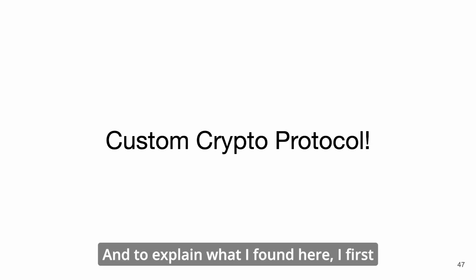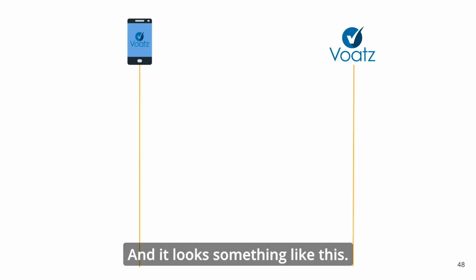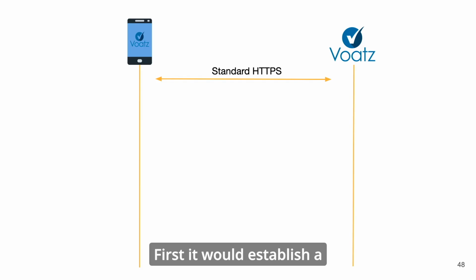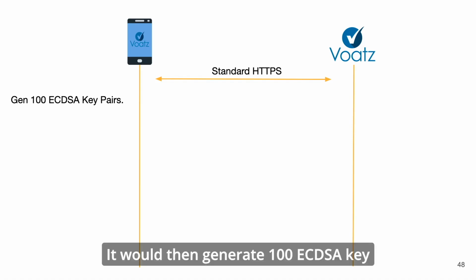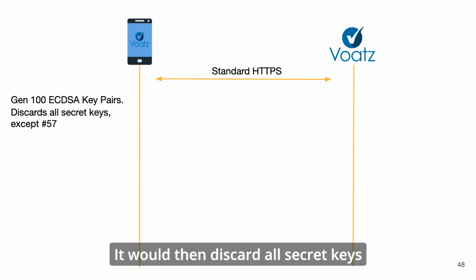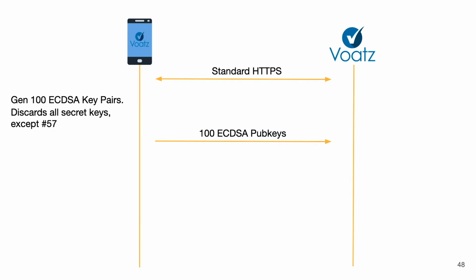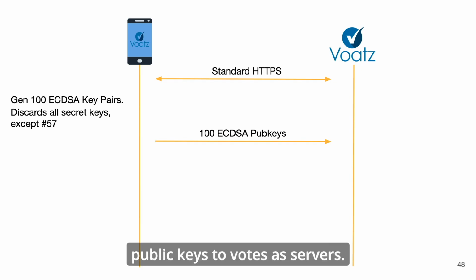To explain what I found here, I first have to explain this interesting custom cryptography that they have going on, as you might expect from a system that uses a blockchain and some sort of custom protocol. It looks something like this. First, it would establish a standard HTTPS connection. So this is using TLS, just the same thing that you use to connect to websites every day. It would then generate 100 ECDSA public-private key pairs. It would then discard all secret keys except for the 57th. It would then send all 100 public keys to Voatz's servers.